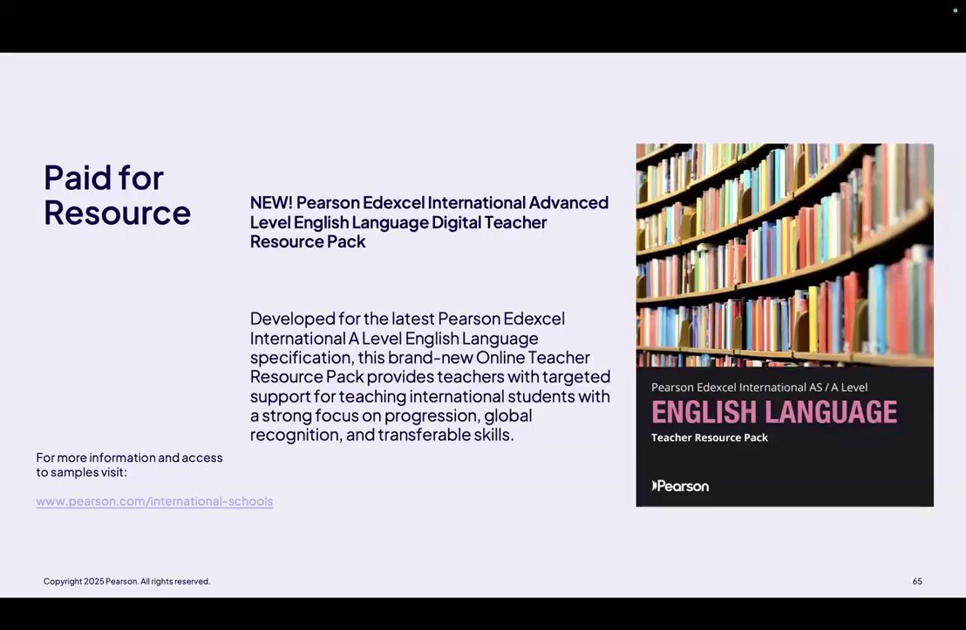Another paid for resource here is the Teachers Pack, the Teachers Resource Pack. This is new, and this is also for the AS, which is papers 1 and 2, remember, and then the A level, which is the complete papers 1, 2, 3 and 4. And it's designed for anyone following this A-level English Language course. Teachers and learners, so teachers use it for learners who want the best preparation for exam success and progression. It's designed to help you to enrich your course with confidence and enrich your approach to teaching this qualification.